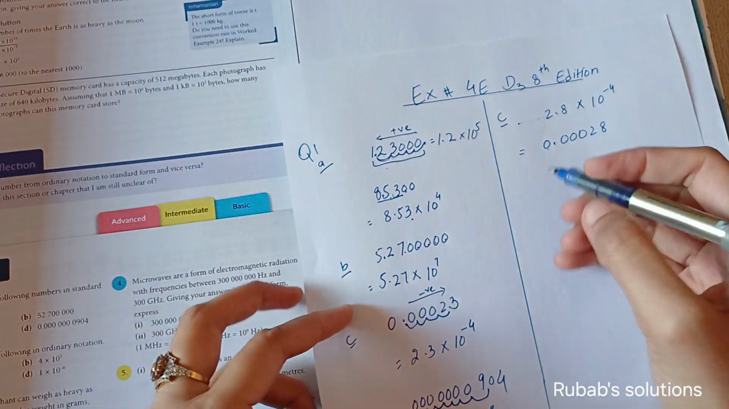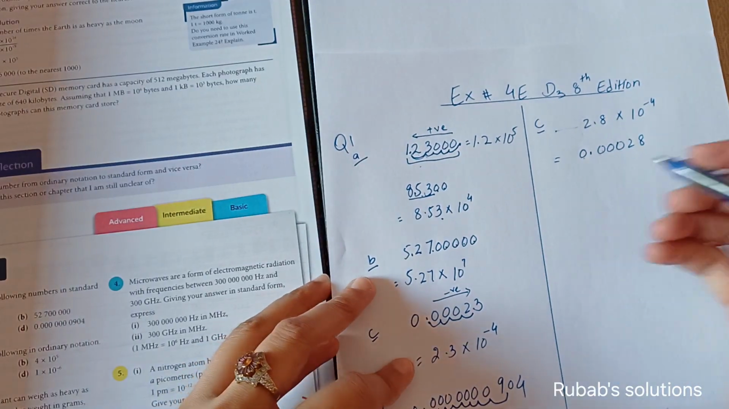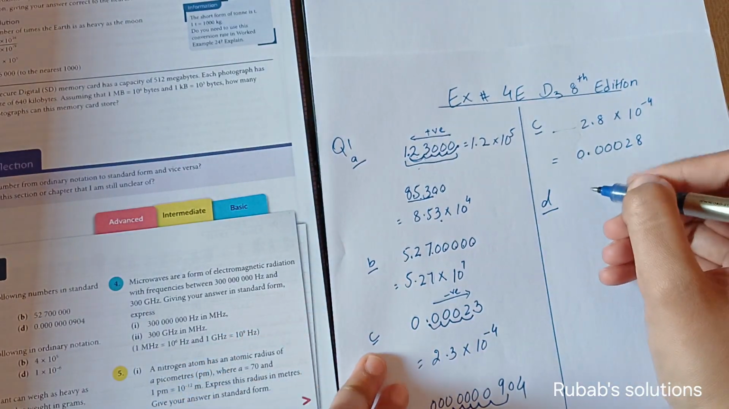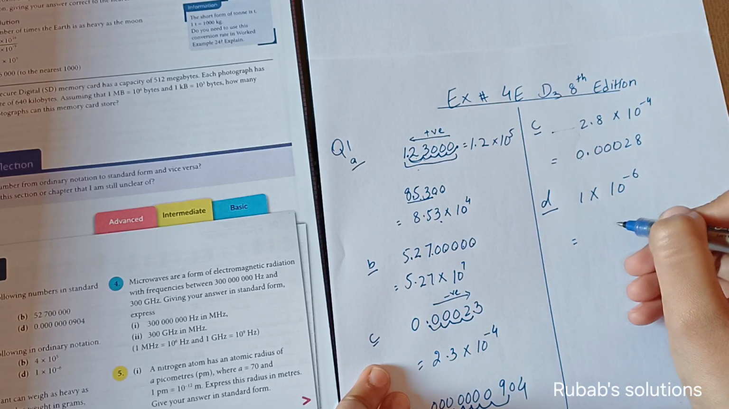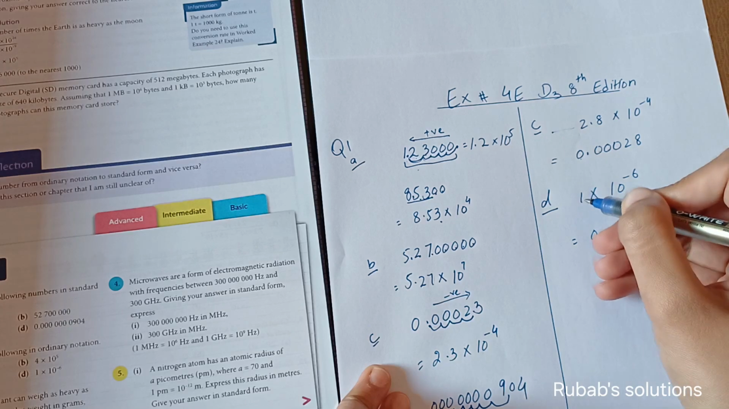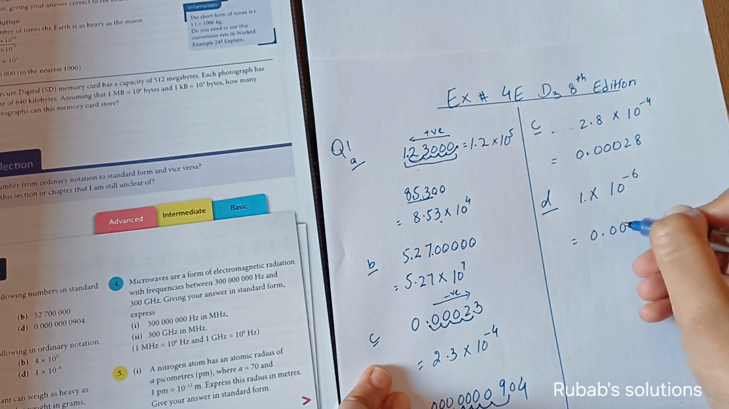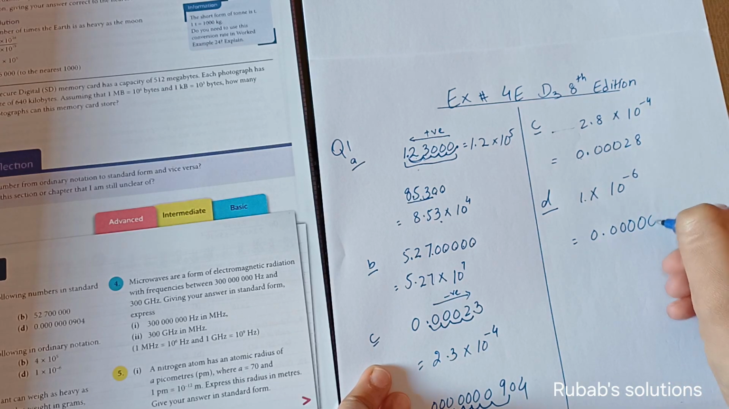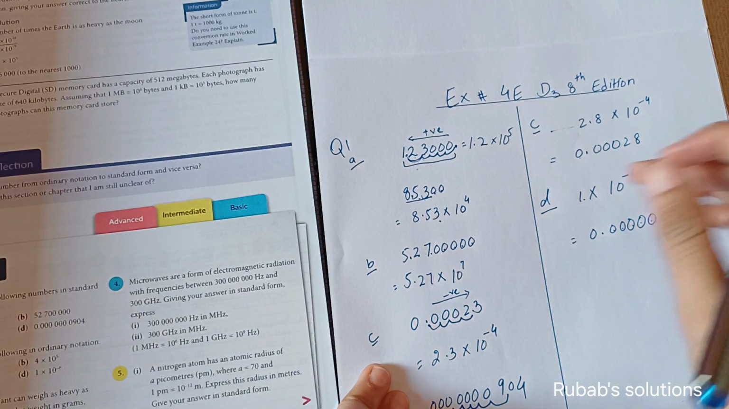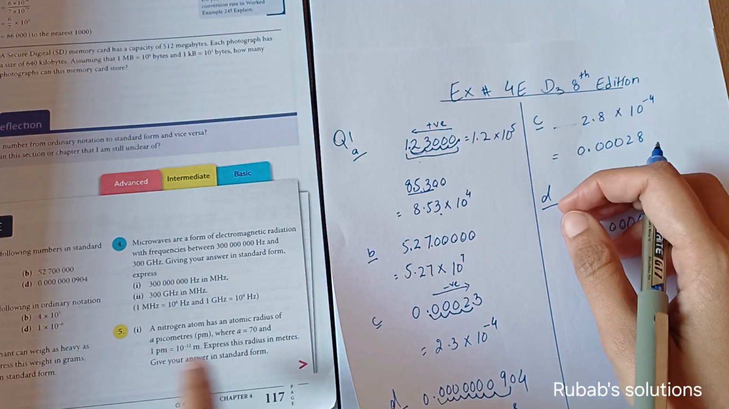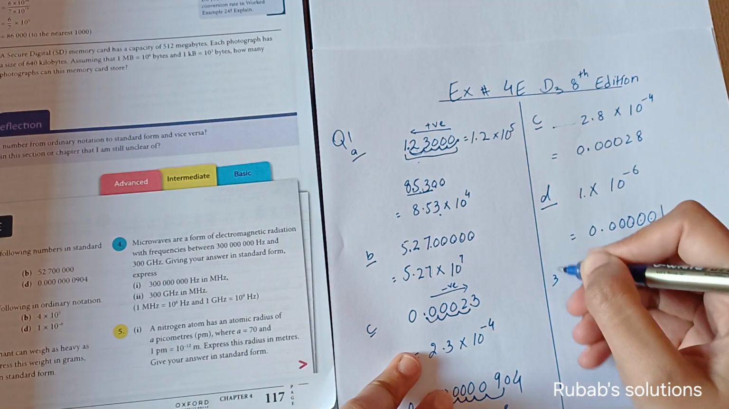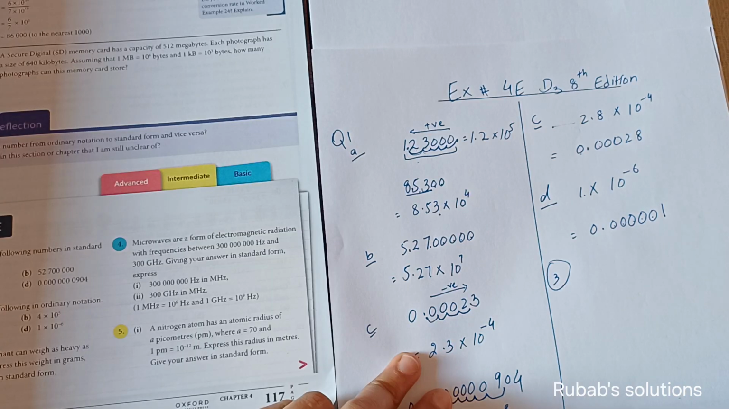Okay, moving toward the next question, that is part D. Part D is 1 into 10 power minus 6. So it will become: the point is here, so it will move 1 2 3 4 5 and 1. You can counter-check: 1 2 3 4 5 6. Clear?